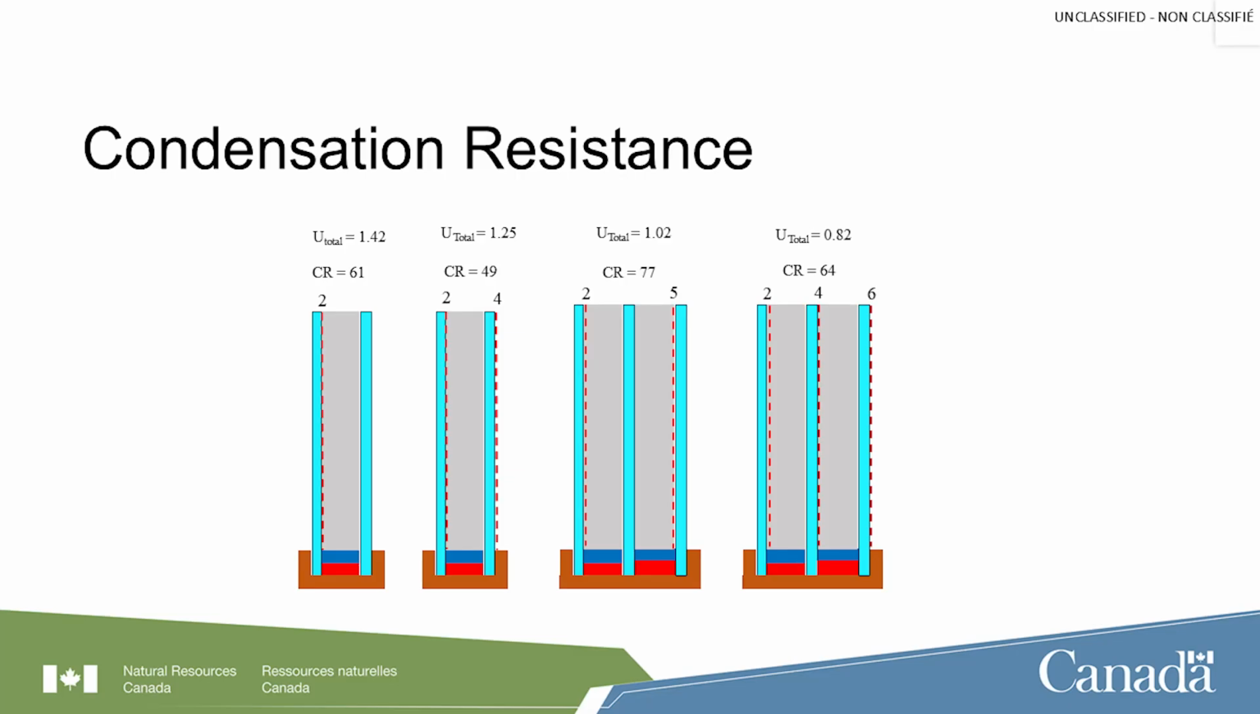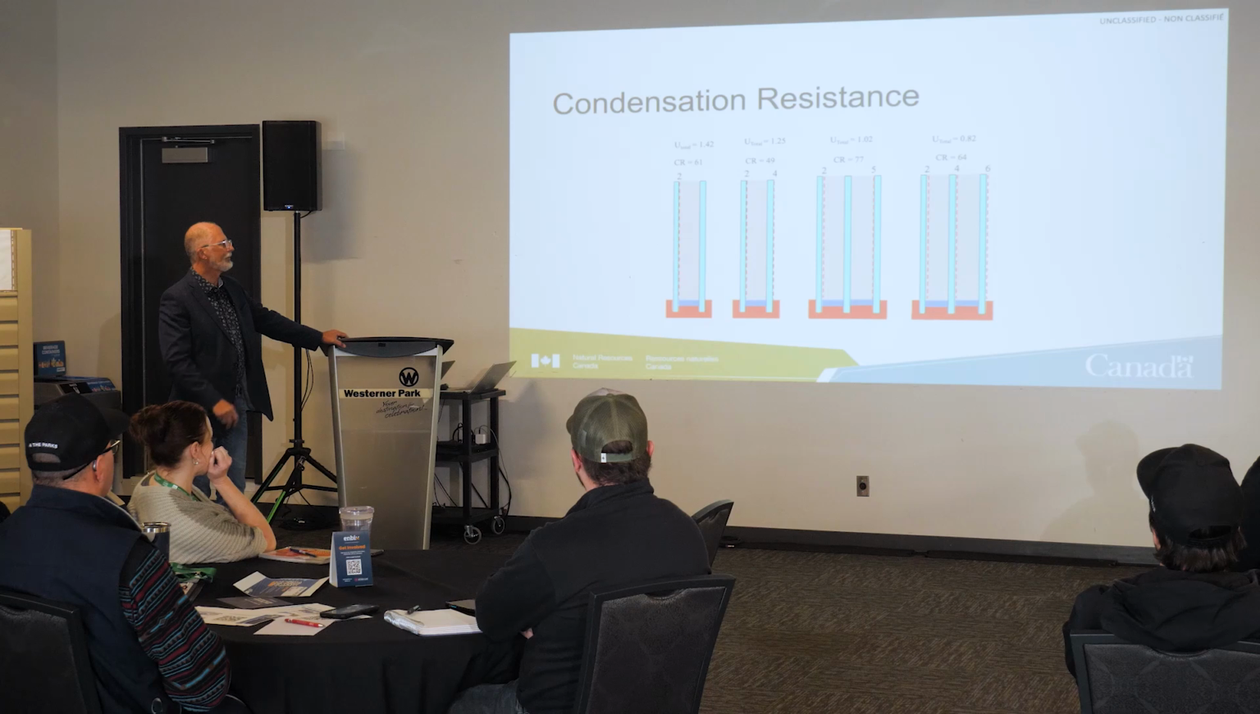1, 2, 3, or 4? Number 3. There's your condensation resistance. Higher number is better. 77. What's the total U value of this window? 1.02. Look at this window. There's a 0.82 window. But look at the condensation resistance. It's worse.